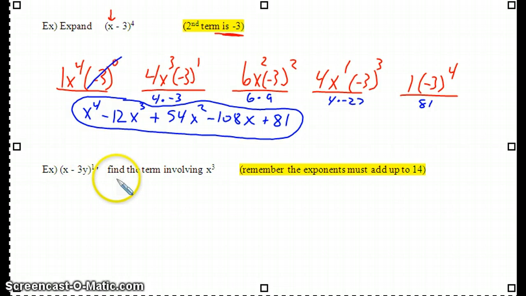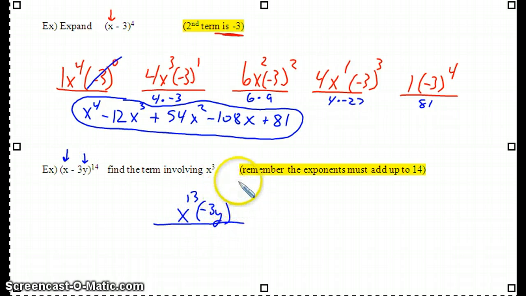The next one asks us to find the term involving the x to the third. So I'm not actually going to find the whole entire thing. What I'm going to do, if I want to get started here, is think about finding the x to the third term. So I know I'm going to have x to the third here with this. And then my second term, negative 3y, I have to figure out what is the exponent that I need to raise that to. And so this rule right here is going to be really helpful in that. Remember that the exponents must add up to 14, because that's what this is. So if this has 13, then this has to have a 1 with it.